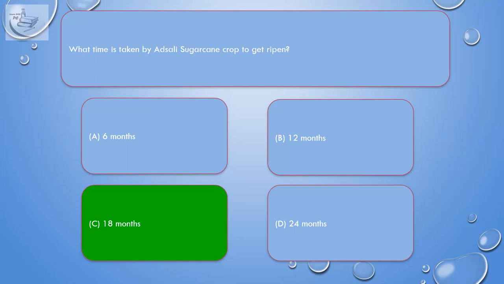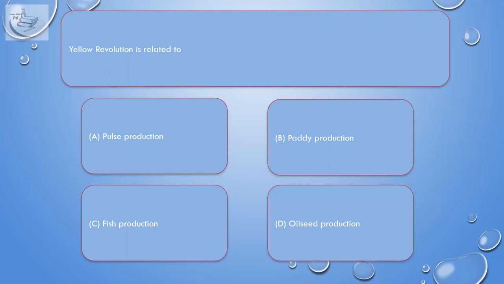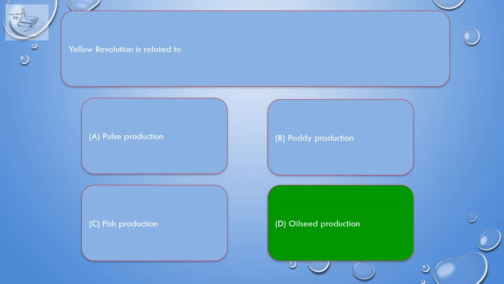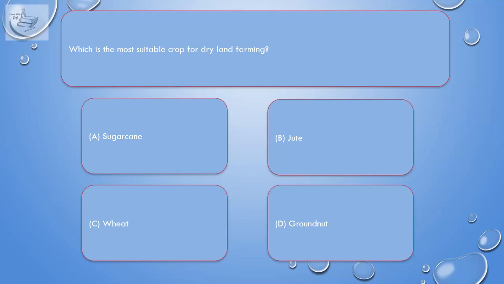Correct answer is C. 18 months. Question: yellow revolution is related to A. pulse production, B. paddy production, C. fish production, D. oilseed production. Correct answer is D. oilseed production. Question: which is the most suitable crop for dry land farming? A. sugarcane, B. jute, C. wheat, D. Groundnut.